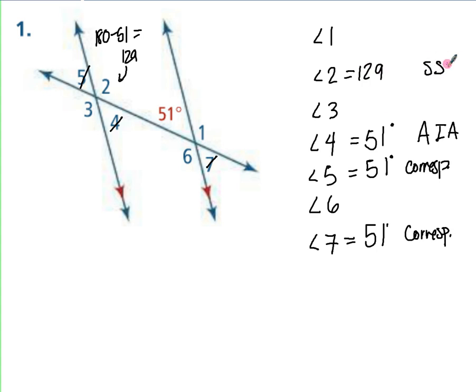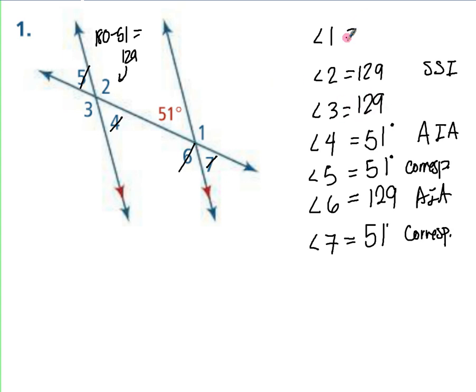Okay, so what do I know about 6? Same as 2, so 129. And that one is alternate interior angles. Okay, so we got 6. What do I know about 1 and 3? They're all the same, right? So 129.